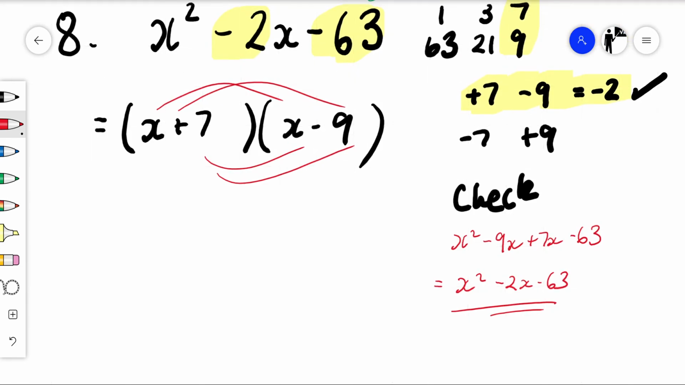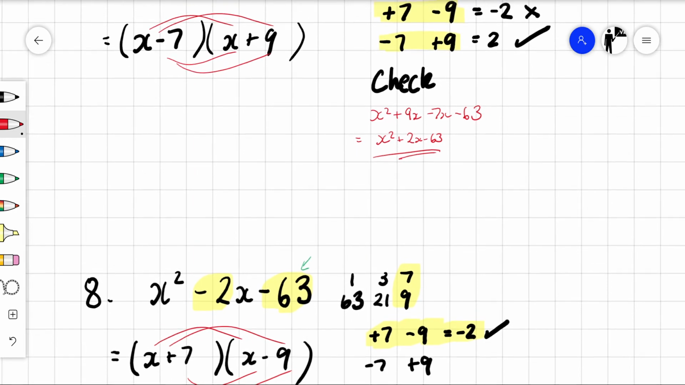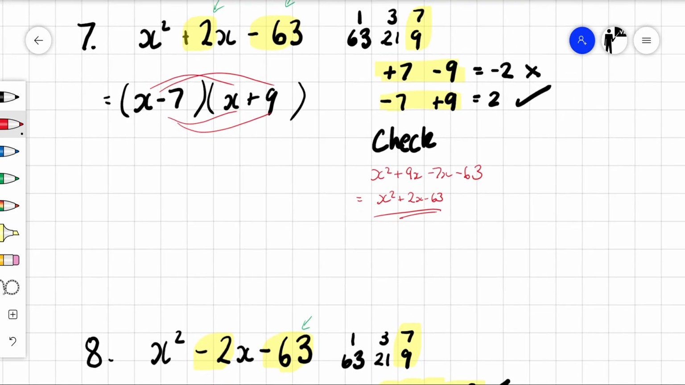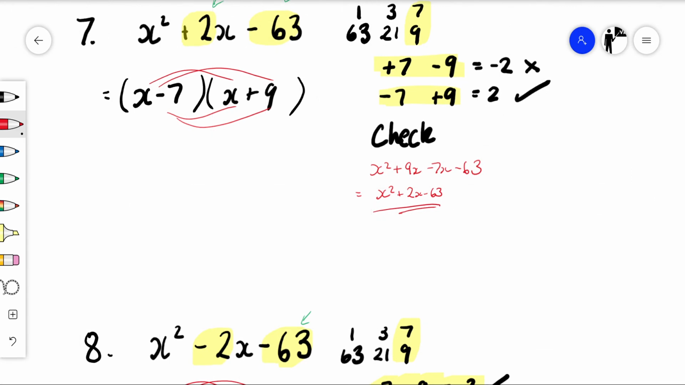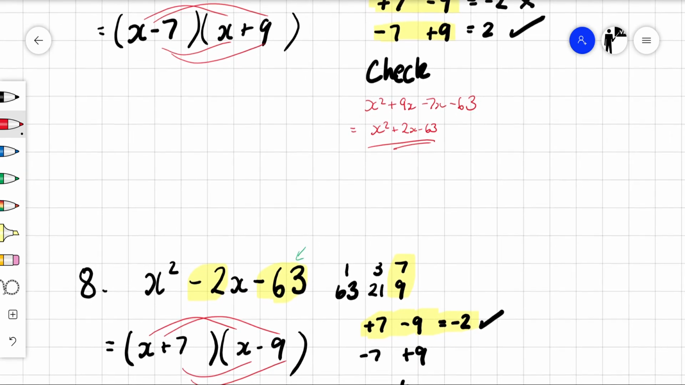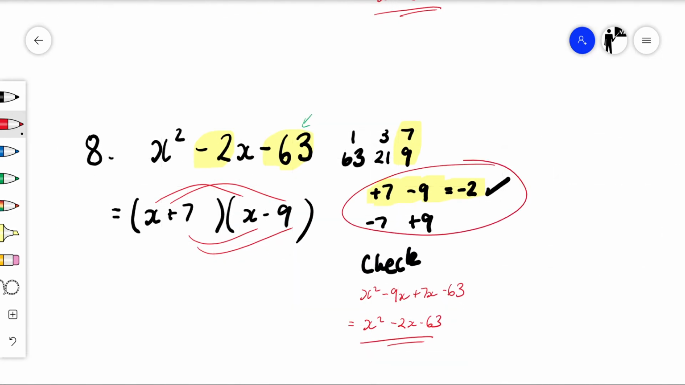I just want to compare example 8 to example 7 in the last video. That was x squared plus 2x minus 63. This question was x squared minus 2x minus 63. And hopefully you'll notice that the signs inside the brackets are just different. Okay, but notice that you do get two very different answers. You need to make sure that you're doing, for example, like this step here, just to confirm.